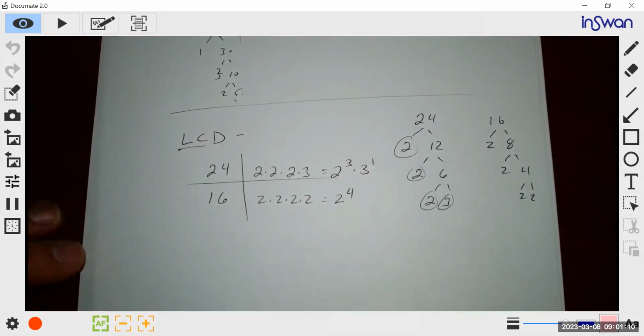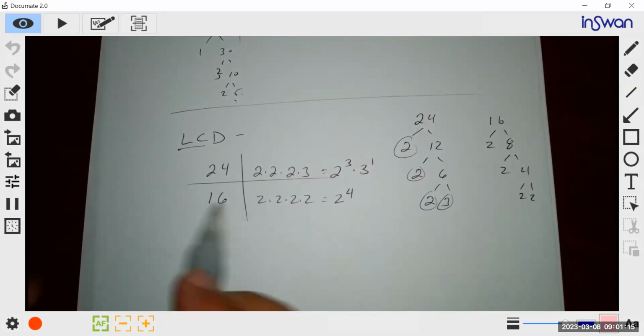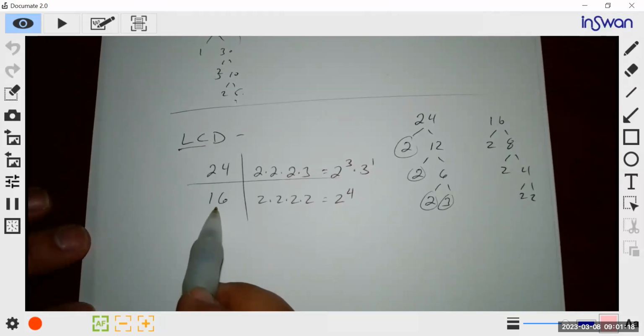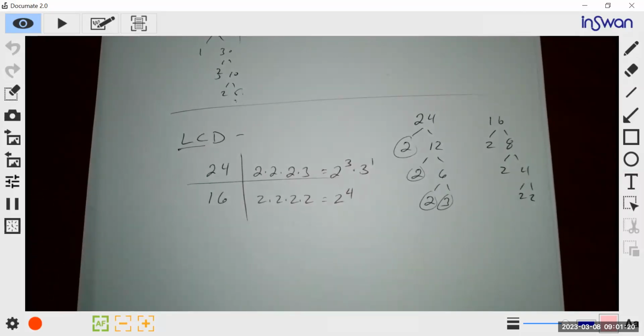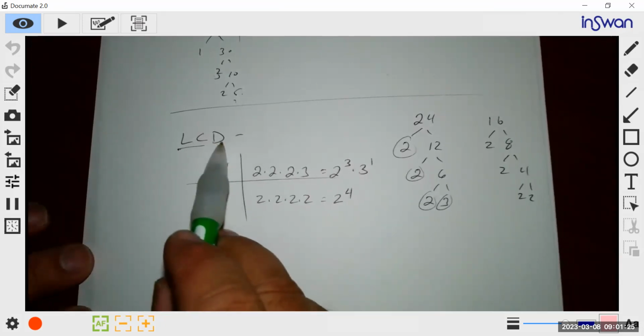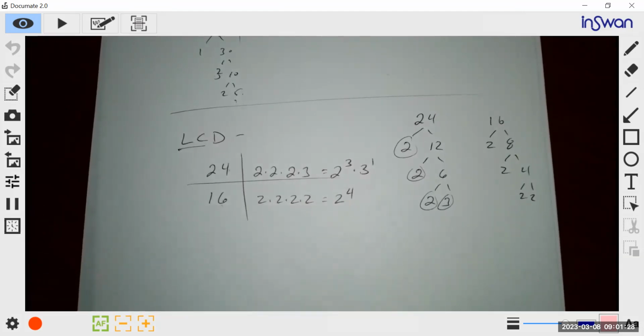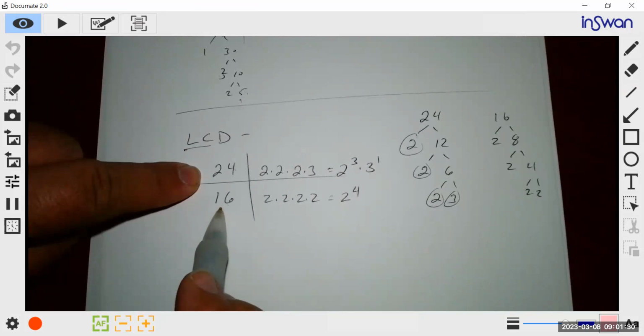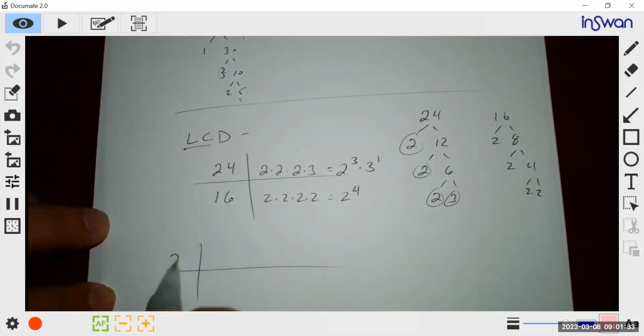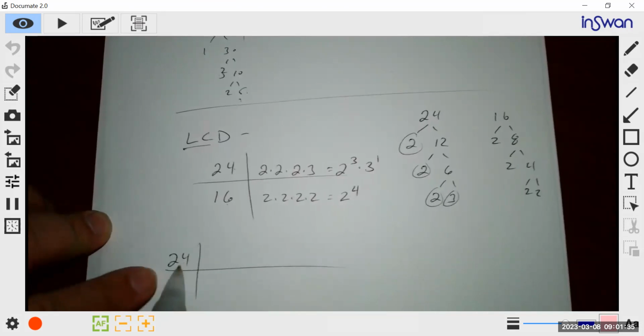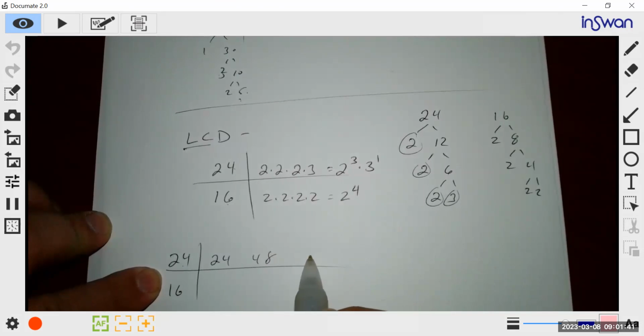So what's the smallest number that both of these numbers fit into? They have to fit into it, so it has to be bigger than 16. 2 fits into it. 2 is the smallest divisor, but the least common denominator is the smallest number that both of these numbers fit into. Has to be bigger than these. 24 times 1 is 24. 24 times 2 is 48. 24 times 3 is 72.